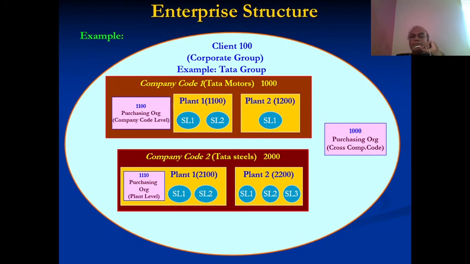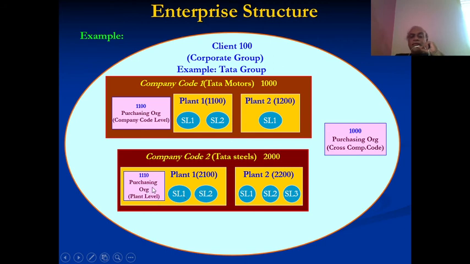This is just an example of the Tata group that I mentioned earlier. There are two company codes, one is Tata Motors, identified by company code 1000, and the other by company code 2000. There are two plants in both. In this case, the purchasing is taken care of by purchasing org 1100, which buys for both the plants. In the Tata Steel case, the purchasing is done by purchasing organization 0001, which is specific to a plant. We say plant level. This 1100 we say is at company code level. So here it is plant level.